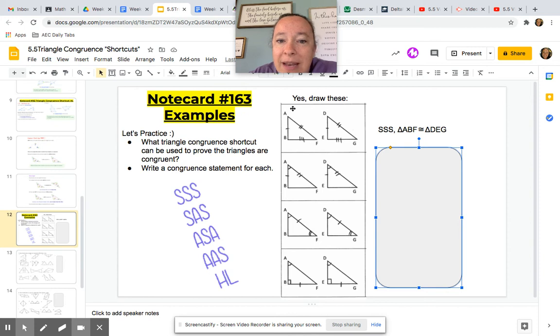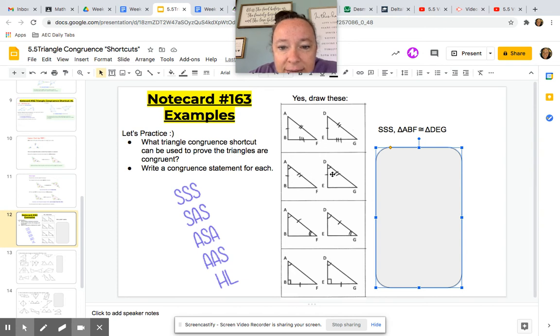Now, the congruent statement. I, again, like to follow the markings. And so I did A to B to F because that one had the 1 tick mark. Now, if I choose to do that first one, A to B to F, I have to follow suit. So it'd be D, E to G. And of course, you could do any order of that. You could do FBA to DEG. You could do BAF to EDG. There's more.